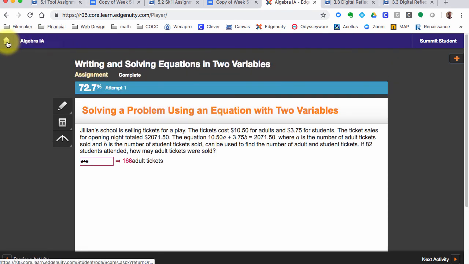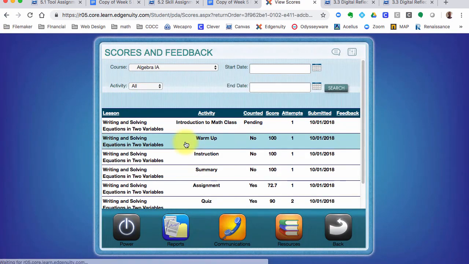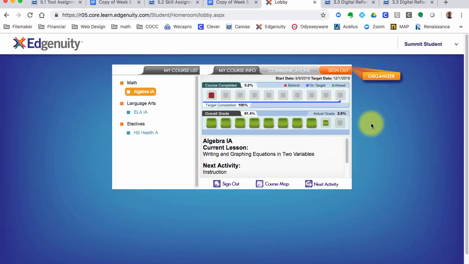Okay, let's back out. So what did we do? We looked at a lesson. We looked at how to redo a quiz. I'm going to power down here. We looked at different ways to take notes. We looked at different ways to get support while you're doing a lesson. And hopefully that helps you understand more of how Edgenuity works on a day-to-day basis.